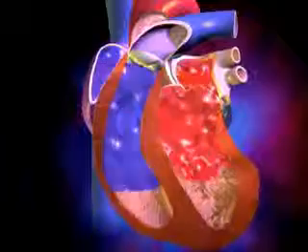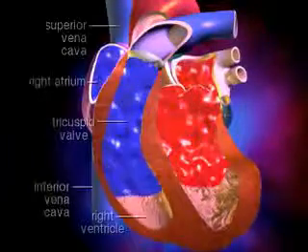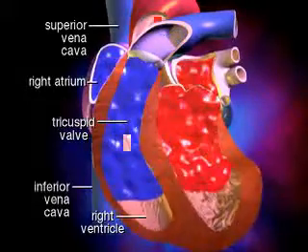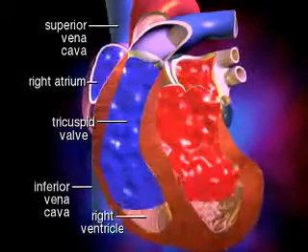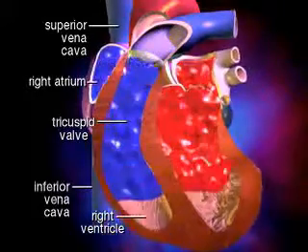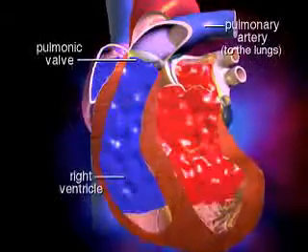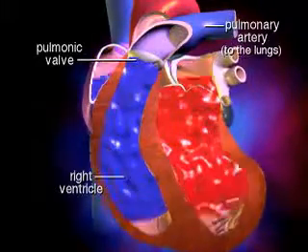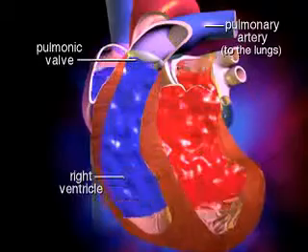During a normal heartbeat, oxygen-poor blood returning from the body enters the right atrium through the vena cava. The right atrium contracts, pushing blood through the tricuspid valve and into the right ventricle. Next, the right ventricle contracts to pump blood through the pulmonic valve and into the pulmonary artery, which connects to the lungs.